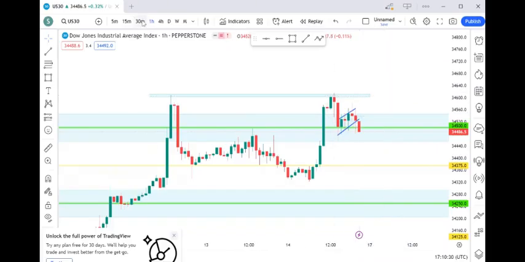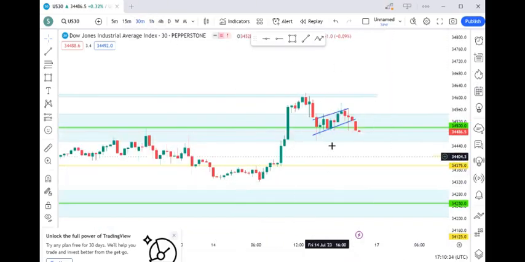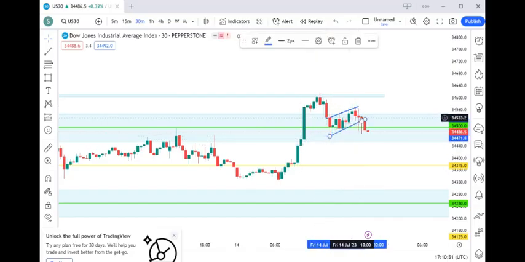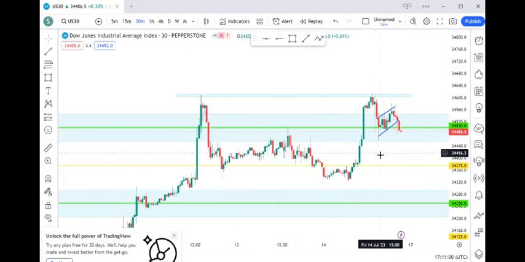Let's drop to a 30-minute. On the 30-minute, we see our flag here, so we can neaten it now. Let's make it clean and tidy. I like a clean chart. Let's neaten it up nice. Okay, that's there. Our double top is there.